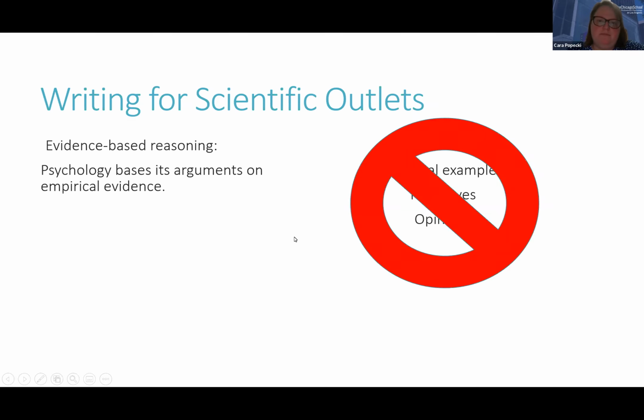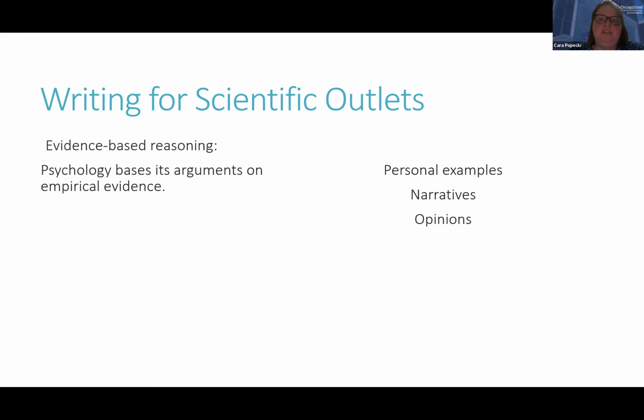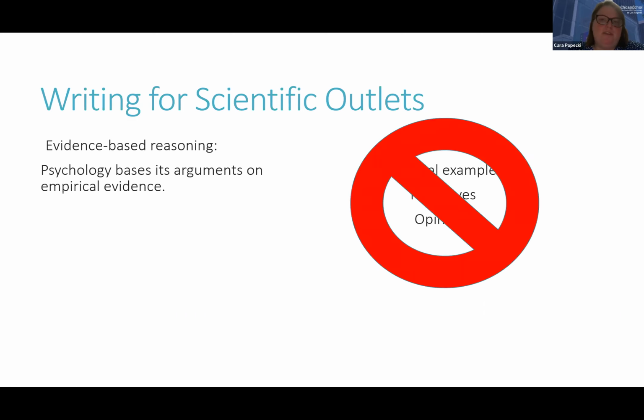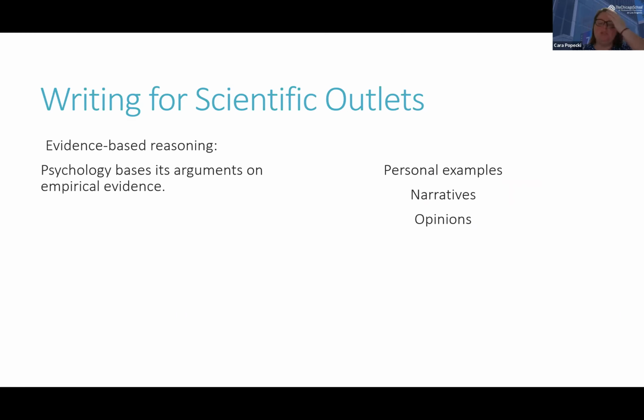Do not use them. So one more time, personal examples, narratives, and opinions, we try to avoid them in a scientific outlet. The one exception to this, I would say, at the Chicago School is when you're writing a reflection paper and you're asked to use your opinion or write in the first person or reflect on something. So I've seen some reflection papers, and I think that's totally appropriate to use opinions and personal examples and narrative. But those aren't scientific outlet papers, right?